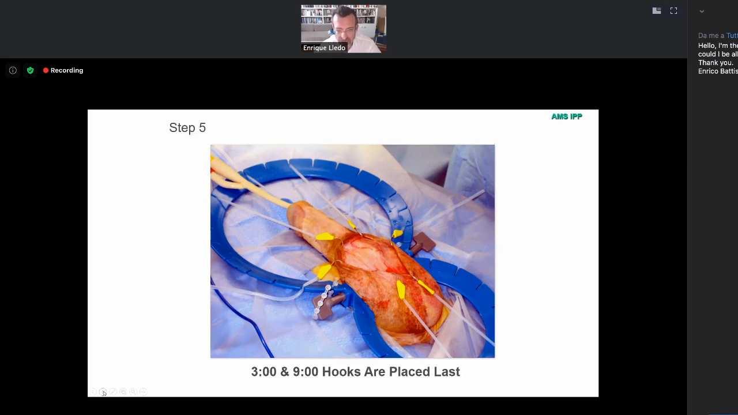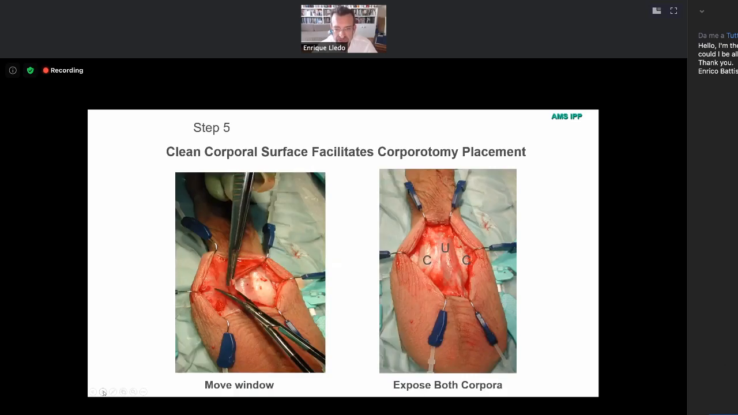Also, some surgeons like to put a smaller hook in the meatus. I really don't like it so much, because sometimes you hit the glans, and this is not necessary. And usually you can use the catheter also to retract the penis to the upper part of the retractor. We go ahead. As long as you place the hooks, you go ahead with the dissection.